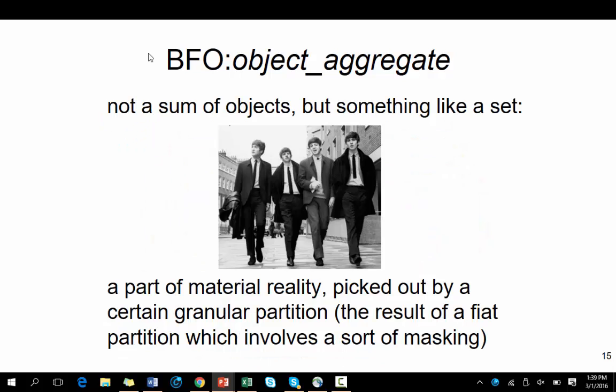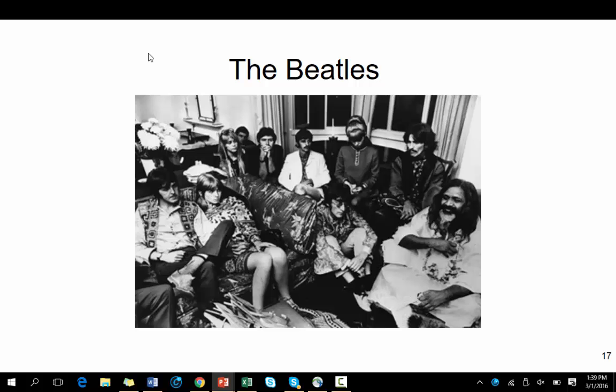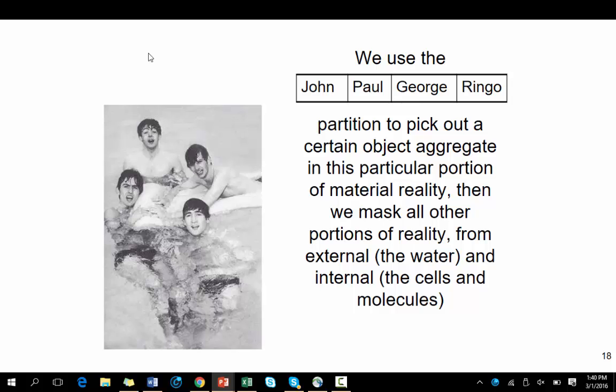All right, so the Beatles are something like a set. They are a part of material reality, but they are a part of material reality which is picked out by a partition in the special partition-picking-out way. And what this means is that you mask everything else, but you also mask the internal structure. You just see the members of the aggregate. And there they are. And they are there still. It's just that they're surrounded by other stuff. So you have to mask all the parts of this which are not Beatles. And then you will see the object aggregate. And so on. So we mask the external parts like the water and the internal parts like the cells and the molecules. We just look at the objects, the members.